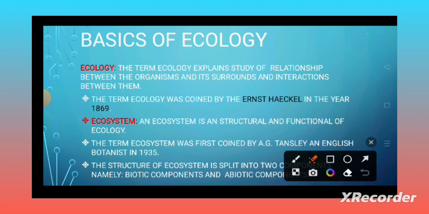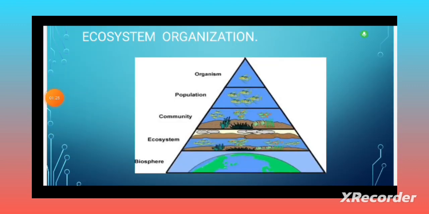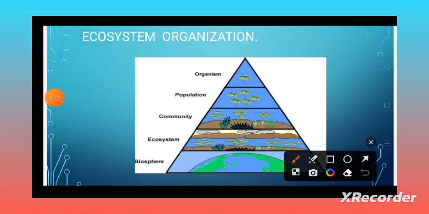And the structure of an ecosystem is split into two components, namely biotic components and abiotic components. Let's come to the graphical representation of the ecosystem organization. Ecosystem organization comprises levels from the organism level to the biosphere level. At the organism level, there is a single individual. After that comes the population: individuals of the same species grouped together are known as a population.